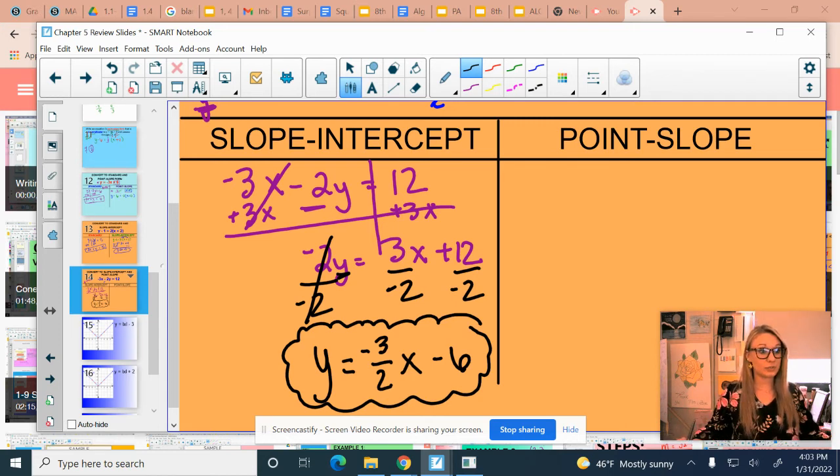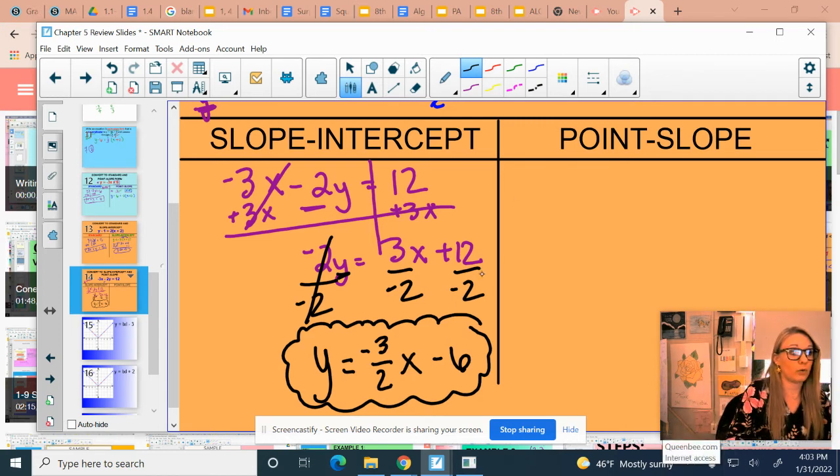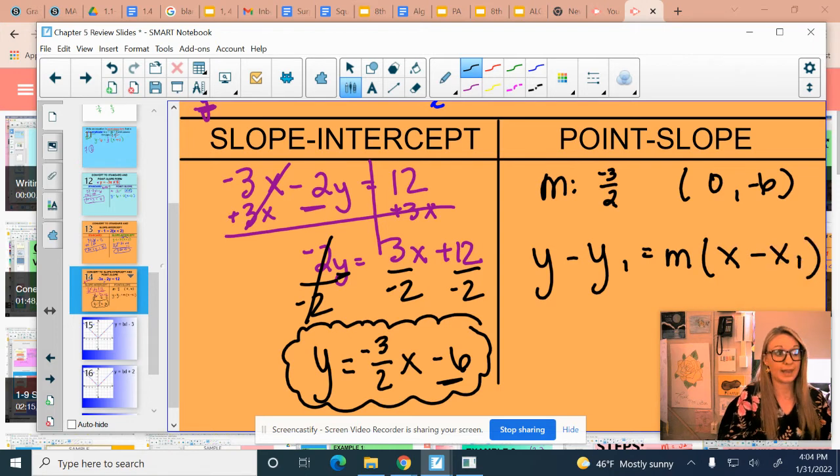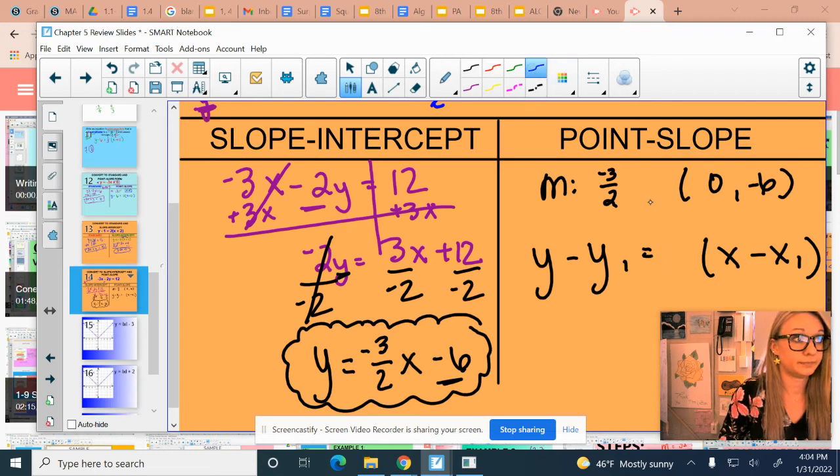Now let's use that to our advantage. So looking at this in the slope-intercept, I know that my slope is -3 over 2. I also know I have a y-intercept of -6, which means my coordinate pair will be 0, -6. Okay. Now let's just fill in our different components here. So we know that our m value is -3 over 2.